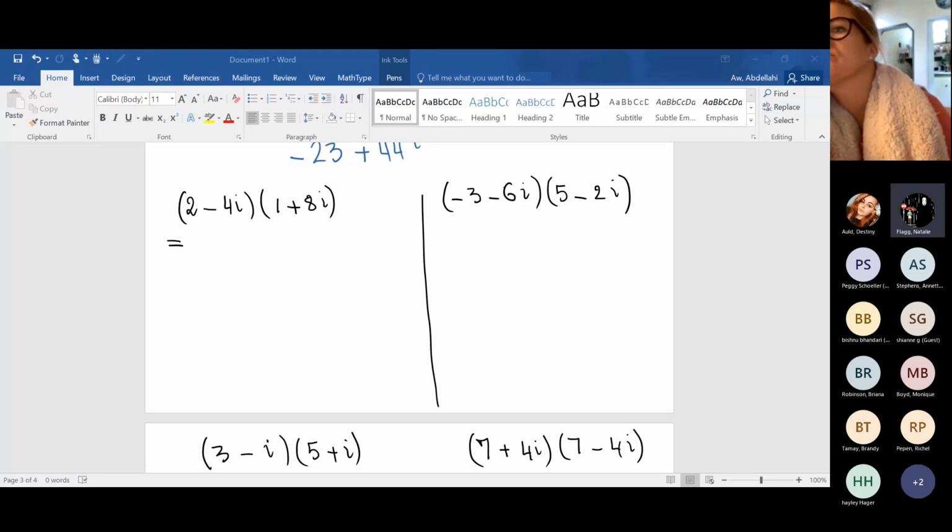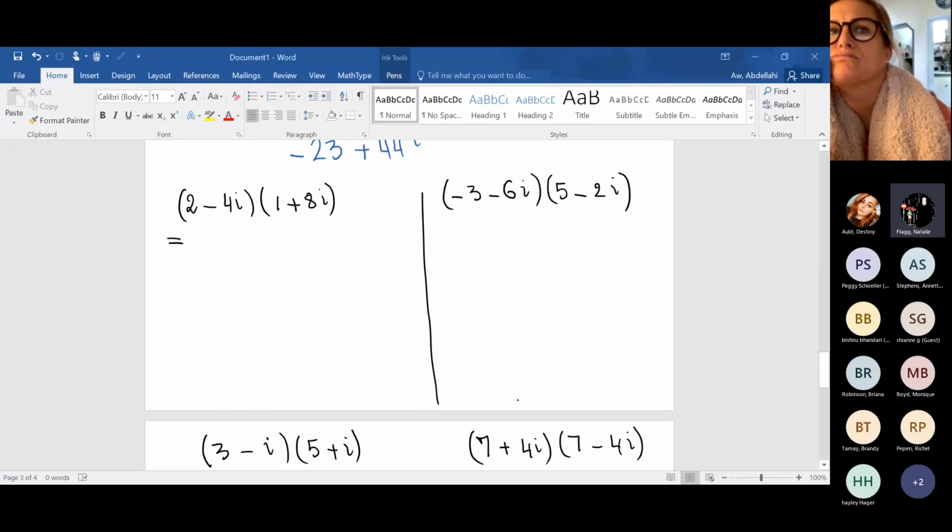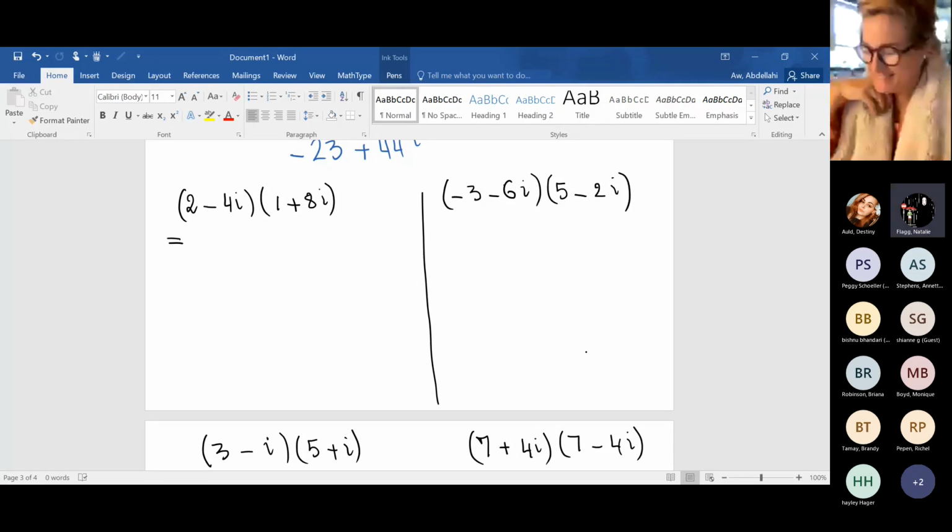Does the last one equal a whole number? The 7 plus 4i and the 7 minus 4i, does that equal a whole number when it comes down to it? Yes. Okay, good. I think it's been 5 minutes.